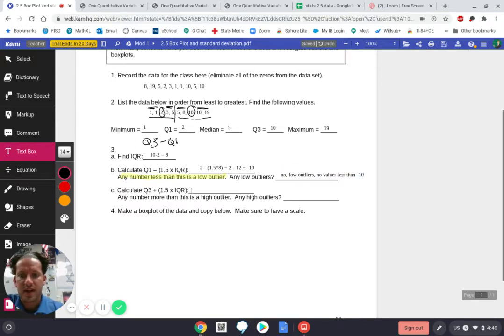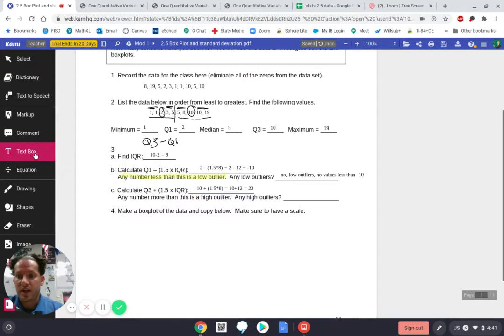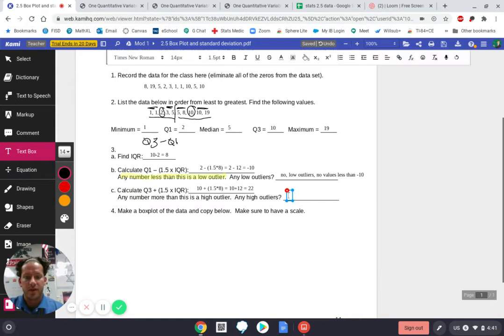Let's look on the high side. So we're going to take Q3, our Q3 is 10. We're going to add to it that same 1.5 times the IQR, which was 8. So that'll be 10 plus 12, which is 22. So we look to see, are there any values that are above 22? Nope, our highest is 19. So we say no high outliers. We have no values greater than 22.